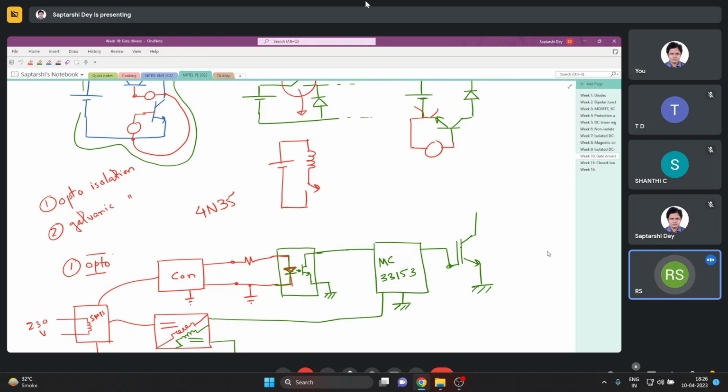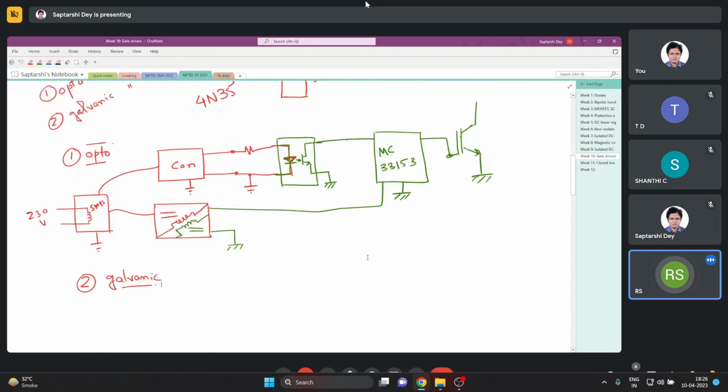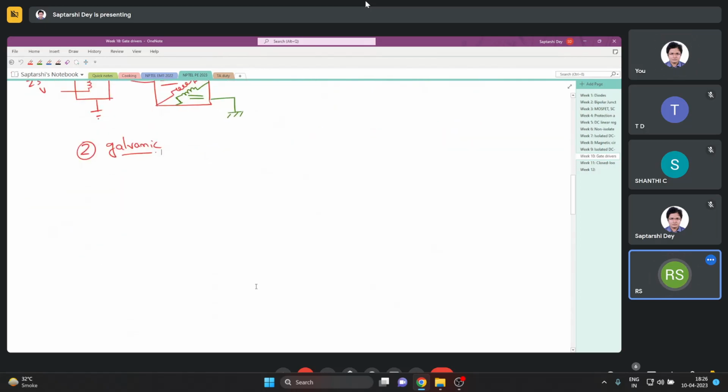And one more thing, we are saying the galvanic isolation. Sir, why is there a special term given to this? It can be said as a transformer isolation also. Yes, same thing. There is no specific reason. Now, for galvanic isolation, the advantage compared to optical isolation is that you do not need a separate power supply for it.